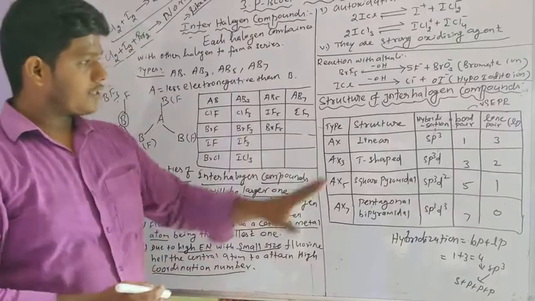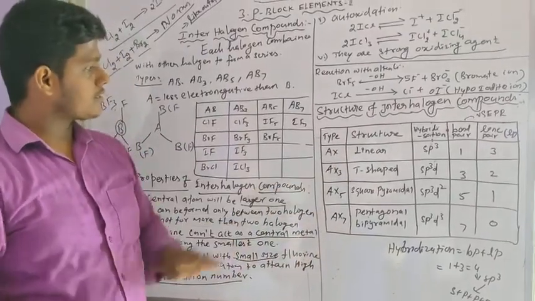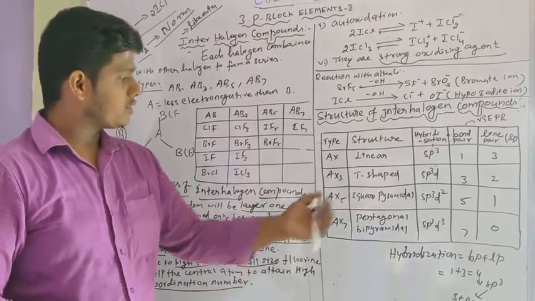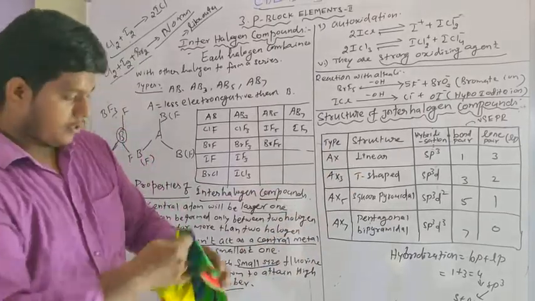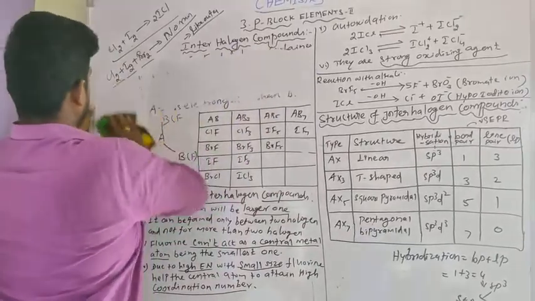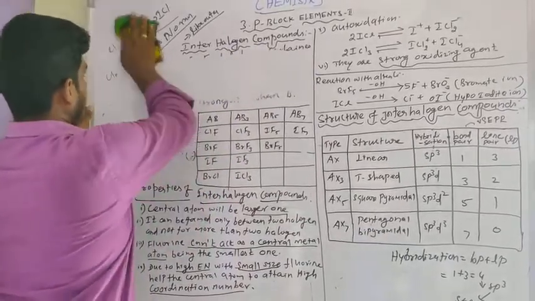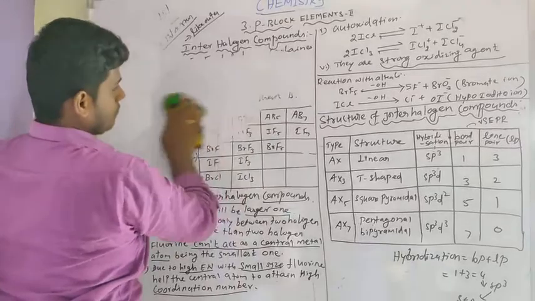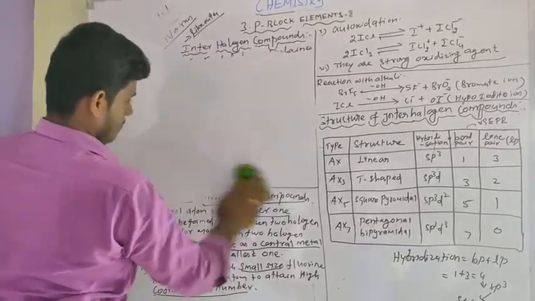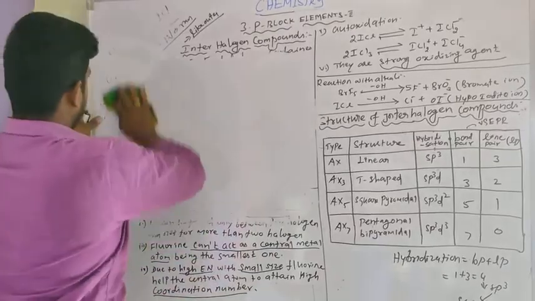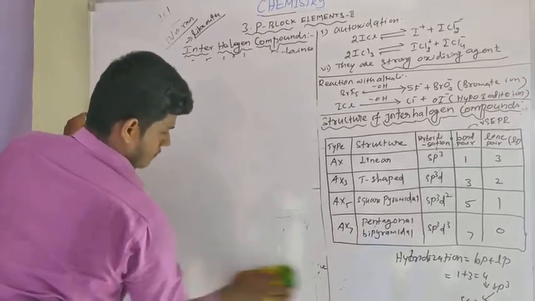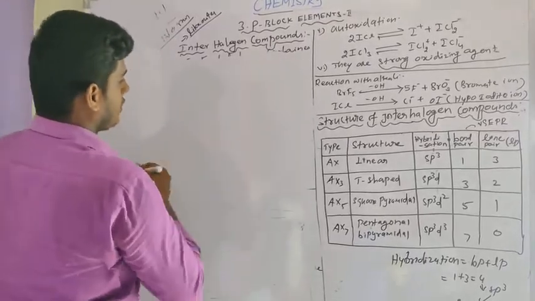Okay, so these are the structures. Now let's discuss each one by one: linear, T-shape and square pyramidal. So first, linear, AX type.